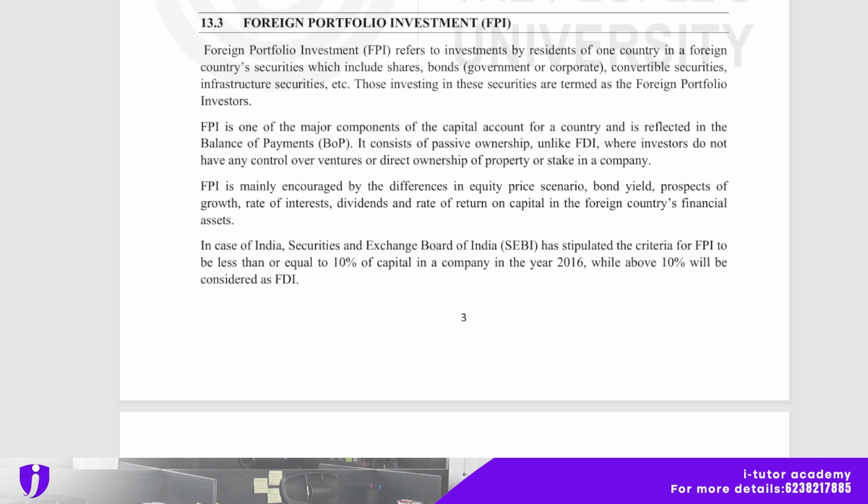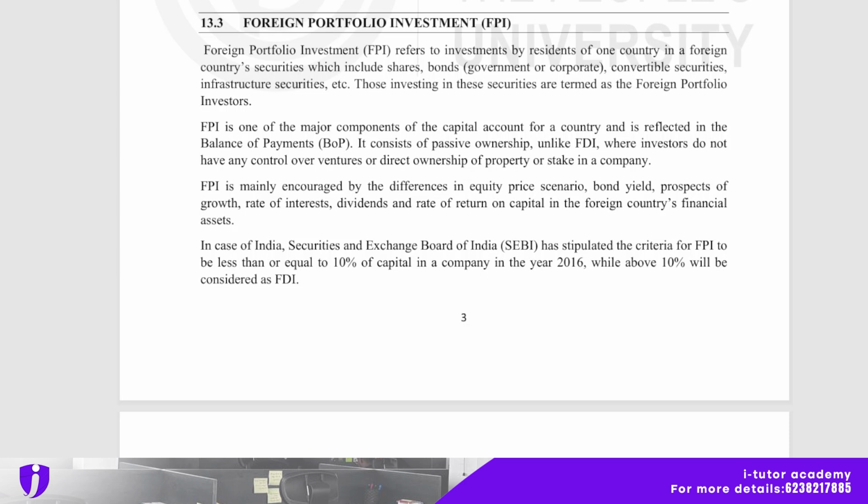Foreign portfolio investment (FPI) refers to investments by residents of one country in a foreign country's securities, which include shares, bonds, that is government or corporate, convertible securities, infrastructure securities, etc. Those investing in these securities are termed foreign portfolio investors.